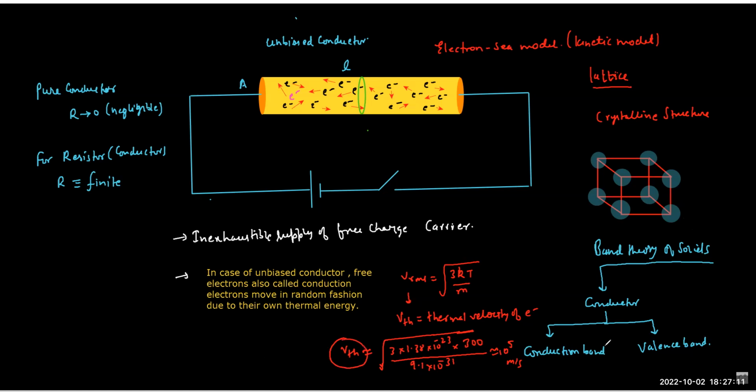So the only one theoretical idea which we should be aware of is that thermal velocity does not contribute in current. Then exactly who creates the current? If thermal velocity, although having high value, fails to create any current, then the obvious question is who will create it? So to create current, we have to make a biased conductor.